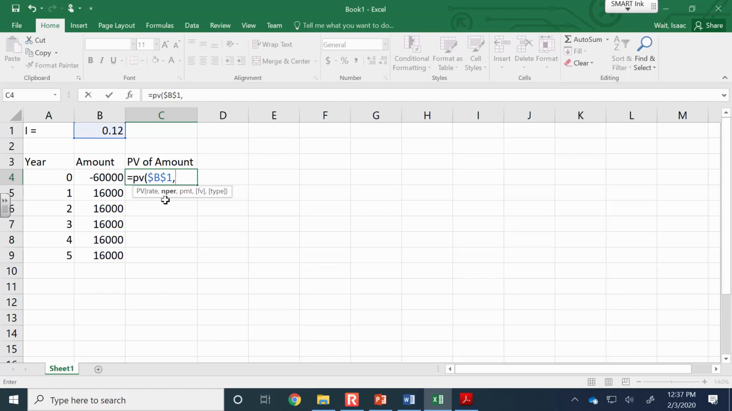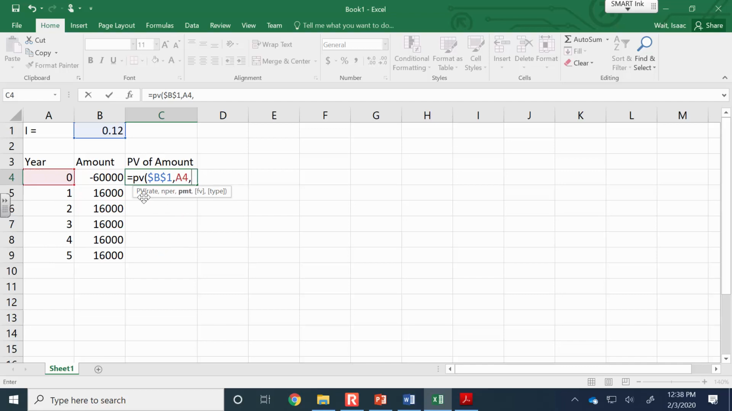Now for NPER, that means the number of periods. And so in other words, how many years is it taking to get it from the future to the present? So that's the year that we're on, is the number of periods. And I'm not going to anchor that reference because as I drag the function down, I want it to continually update which year it's looking at. Okay, so I'll put in a comma.